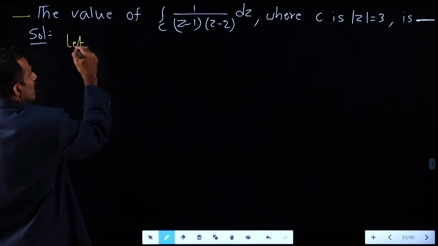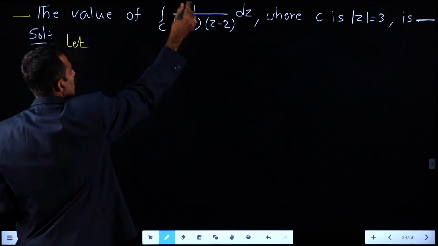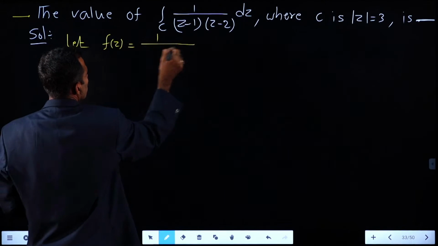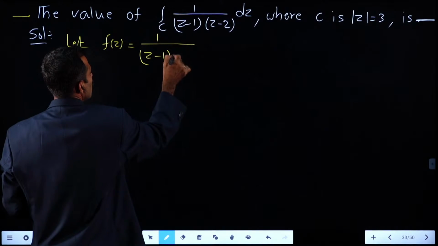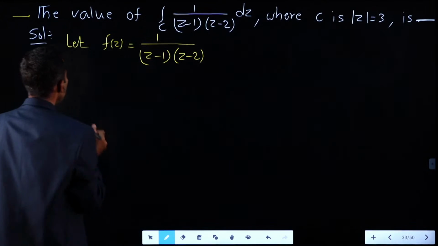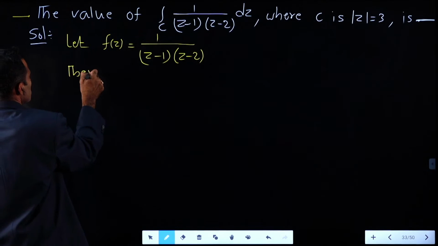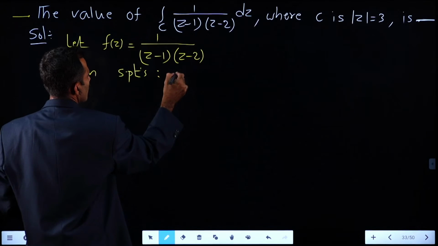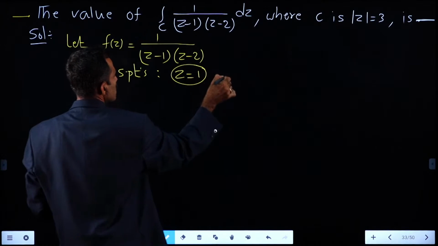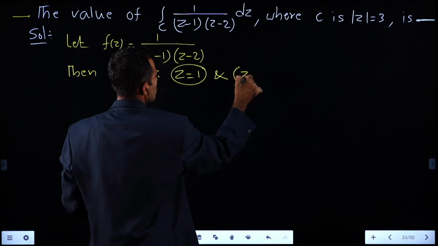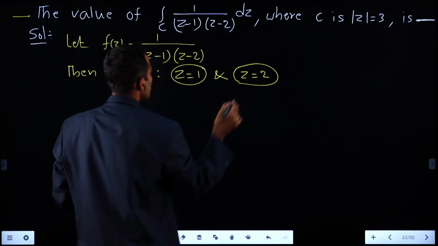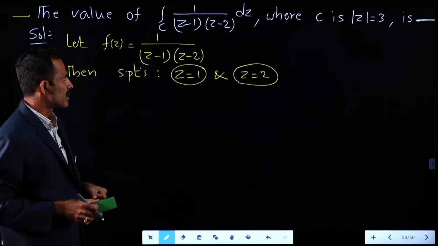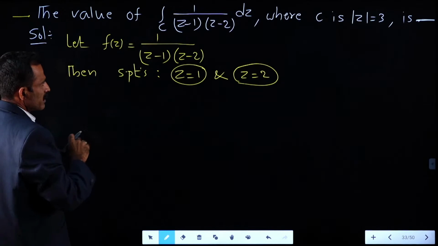According to our step-by-step procedure, we take the function as f of z, let f of z equal to 1 by z minus 1 into z minus 2 only. Then the singular points. The function has two singular points, 1 and 2 only. This function is not defined at 1 and 2 only. So the function has two singular points only. Up to here, second step is coming.